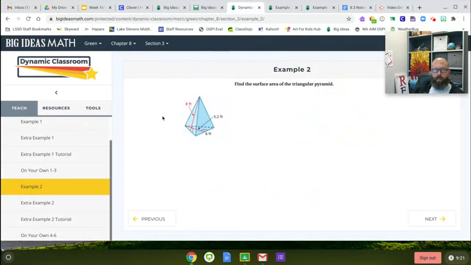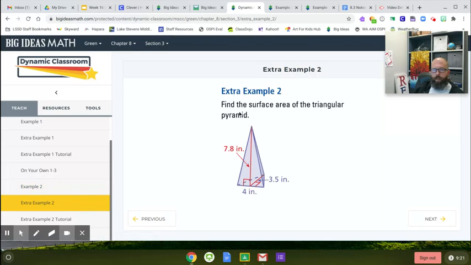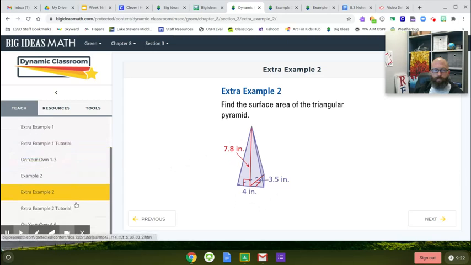All right, let's look at another one. So this one says find the surface area of the triangular pyramid. Sometimes it's hard to see, but see how this arrow tells you that the height of this triangle on the base is 3.5. The height of this triangle is 7.8. You can use a net to find the surface area.